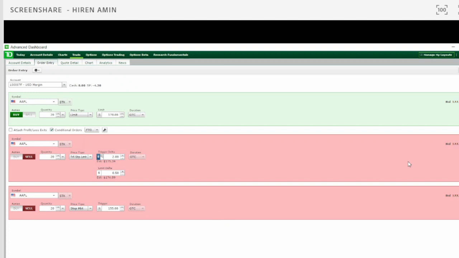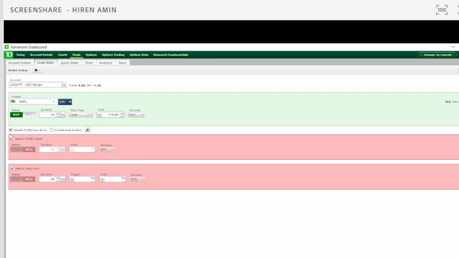Suat says, what's the difference between conditional OTO and attached? The difference, Suat, is just this. Remember, in a conditional, you have freedom of choosing any orders here. Okay, you can customize what type of order you want, the price type. In the attached profit loss, it's fixed. You see, I can't choose my order types here. It's always going to be set as a limit order, and it's always going to be set as a trigger order once I activate it. Okay, I can't choose this. So that's the big difference.